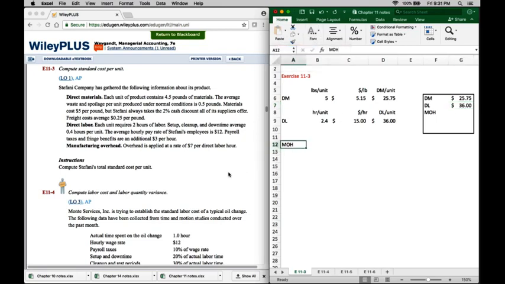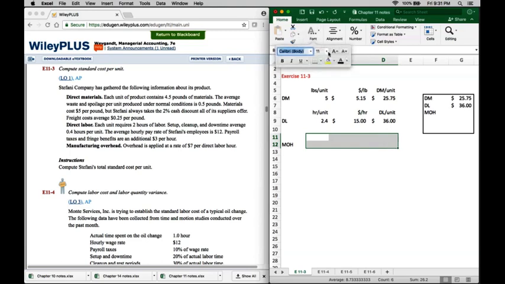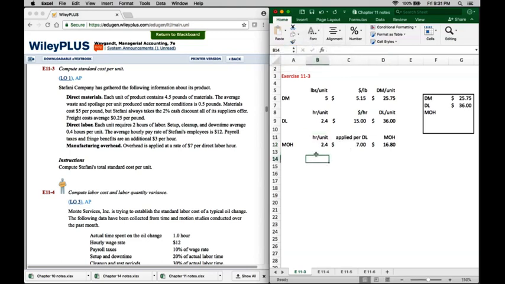Finally, let's look at manufacturing overhead. The manufacturing overhead is applied at the rate of $7 per direct labor hour. So I'm going to highlight all of this and explain this together. How many hours do we need for 1 unit? 2.4 hours. Applied at the rate of $7 per hour. So the extension simply means I'm multiplying these two numbers. I come up with $16.80.